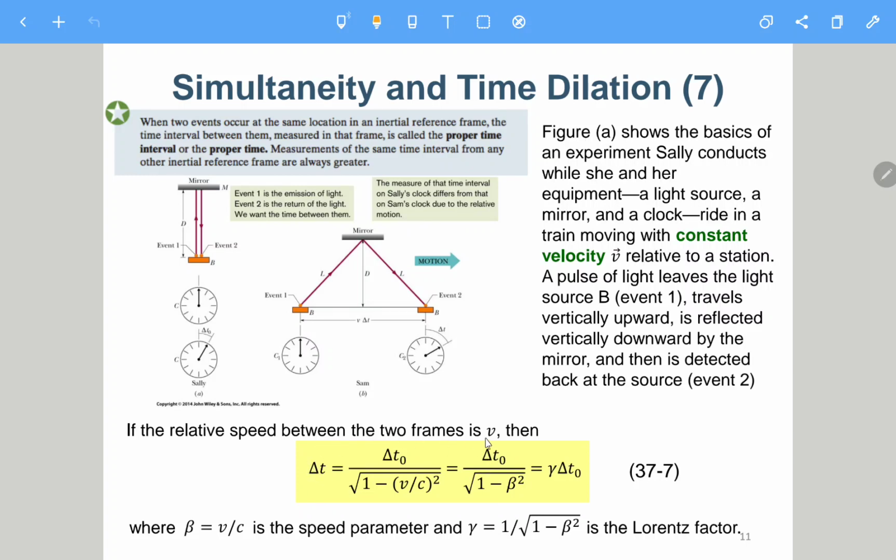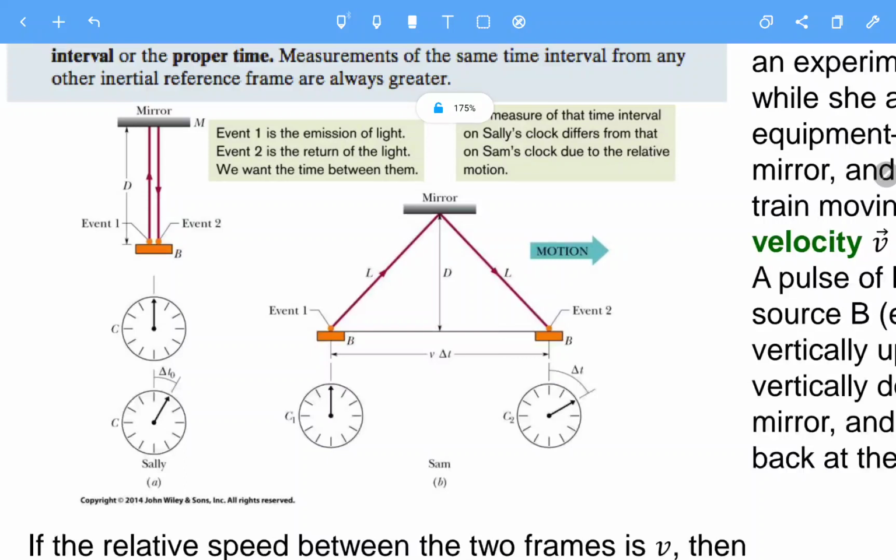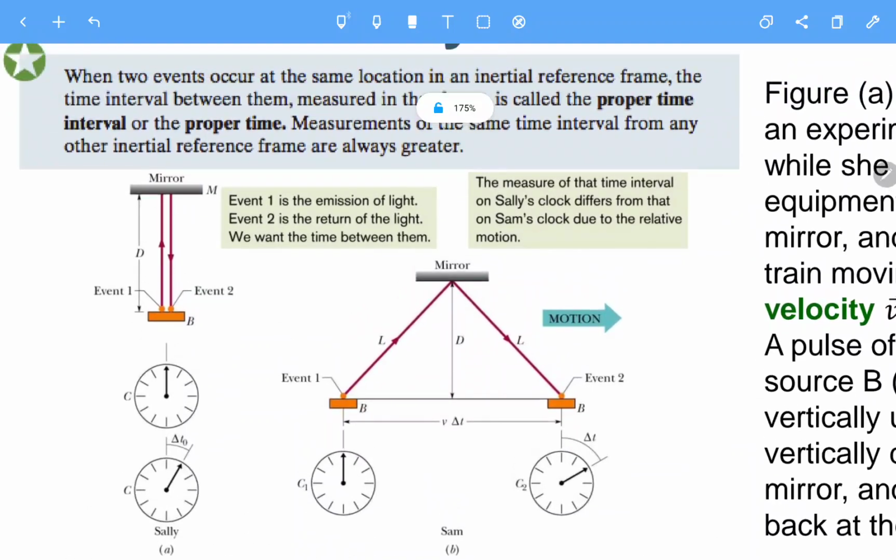Actually, the time dilation will follow this equation. Here we have d equals, maybe I use a thinner one.